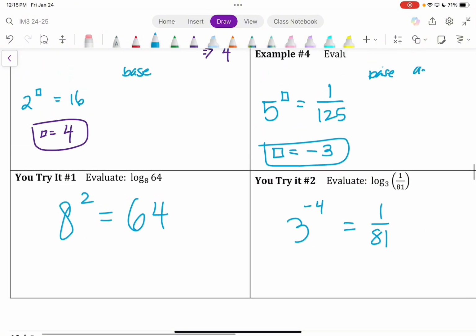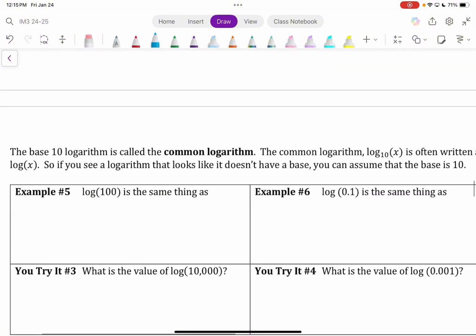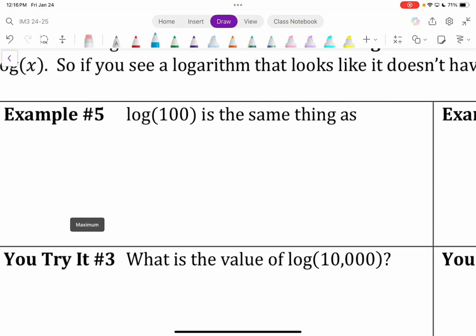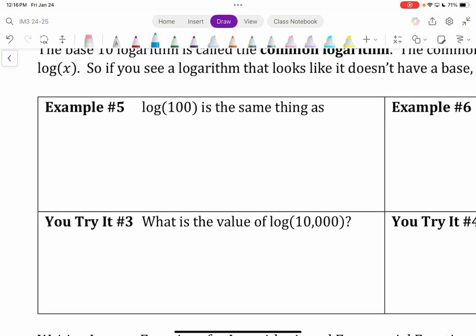Okay, so we left off by evaluating logs. I'm going to show you what is known as the common logarithm. Anytime that you see a logarithm with a base 10, you might not actually see the base. For example, look at number 5. Log of 100 is assumed to be a common logarithm, which means that it is base 10. So log of 100 is actually the following.